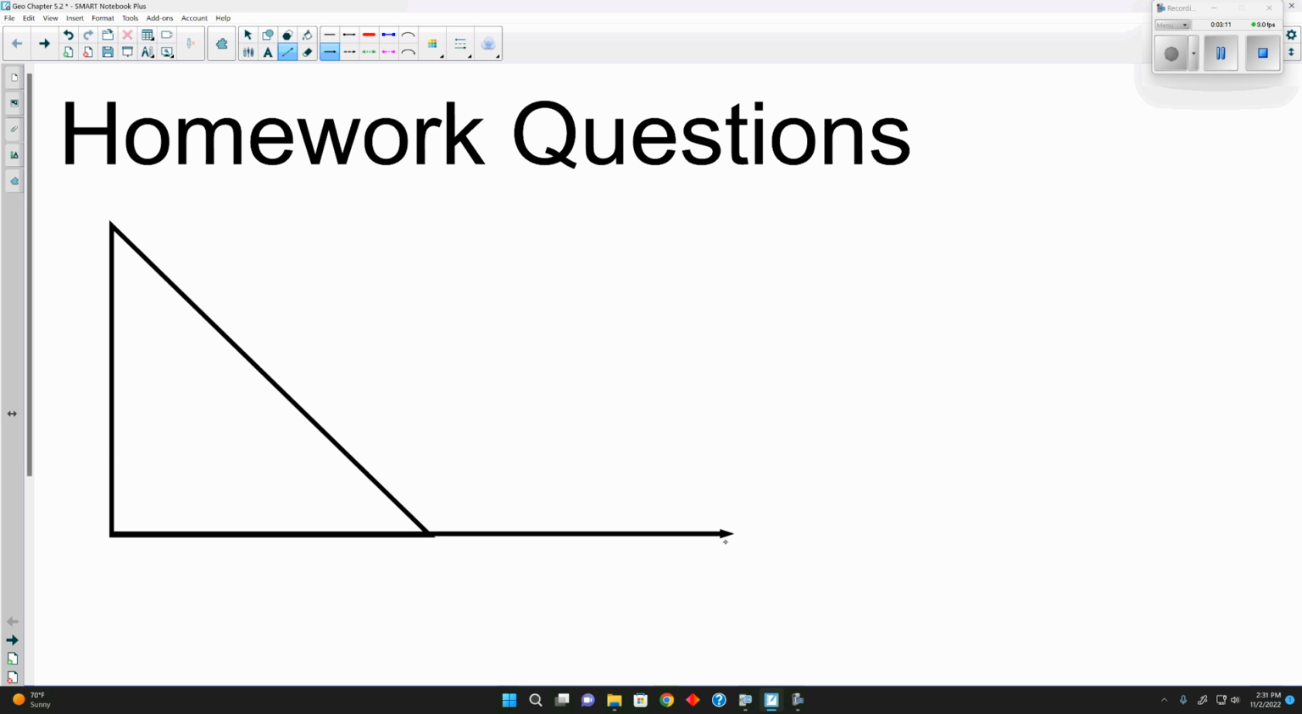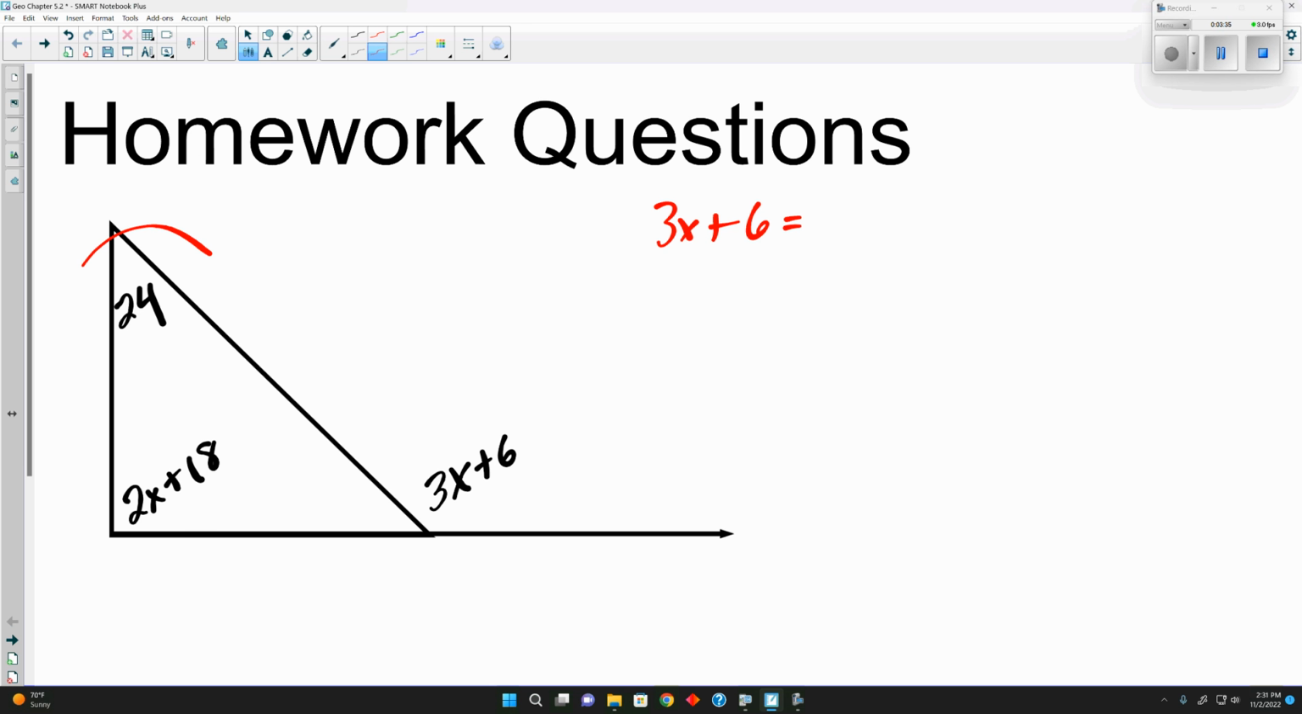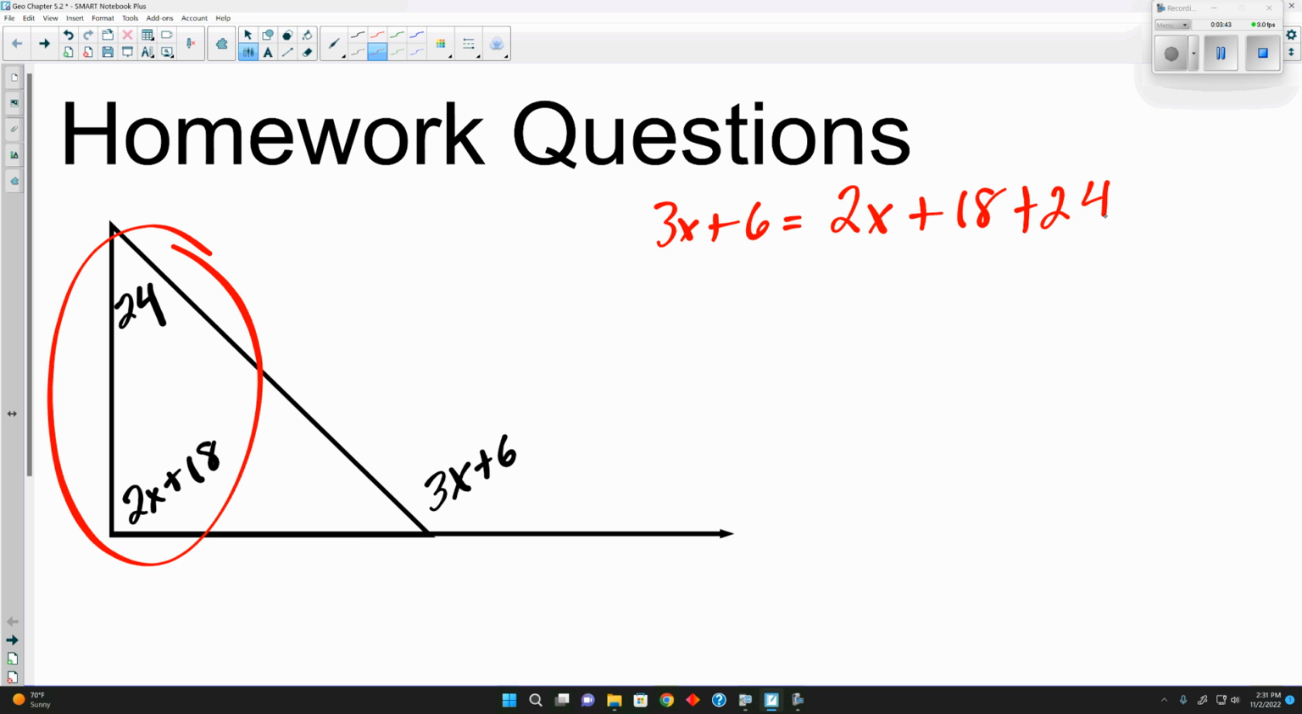There we go. So we have a figure that looks like this here. They told us that this angle is 3x plus 6. This angle here is 2x plus 18. And our other angle up here is 24. Now, the exterior angle theorem states that the exterior angle, which in this case is 3x plus 6, is equal to the sum of the two remote interior angles. The two remote interior angles would be these two here. So we could say 24 plus 2x plus 18, or 2x plus 18 plus 24.